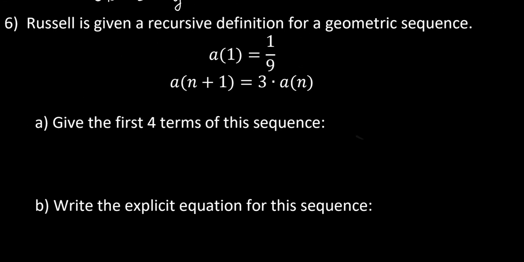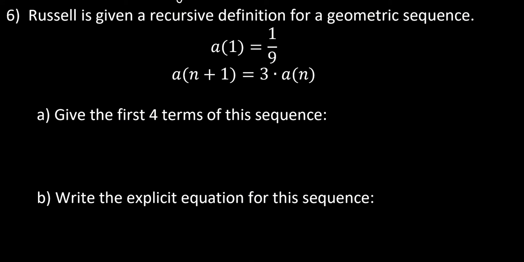It says Russell is given a recursive definition for a geometric sequence where the first term is 1/9, and the next term in the sequence is what the current term is times 3. So I keep multiplying by 3. And then it says give the first 4 terms of the sequence.